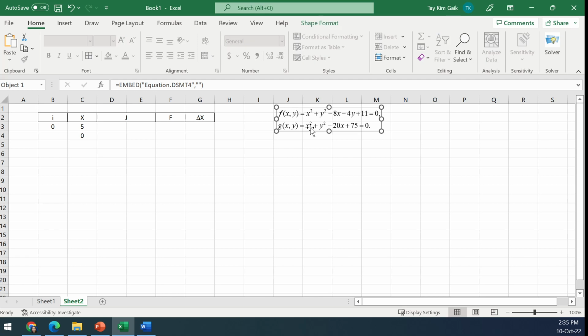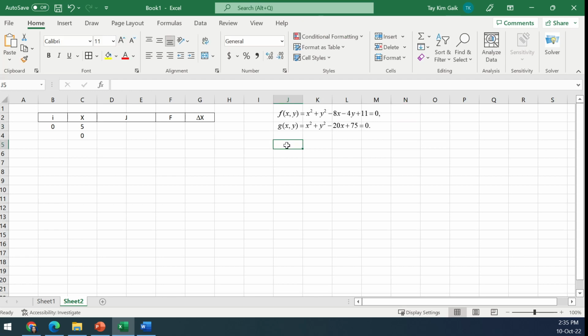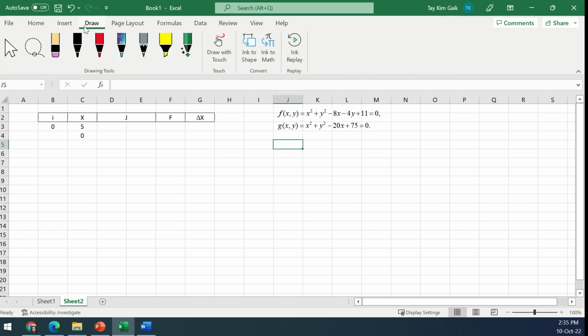Okay, we got this nonlinear system. So first of all, we need to find the Jacobian matrix. Then I find the del f del x. Differentiate function f with respect to x. So del x squared is 2x. Del x y squared is 0 because when you differentiate with respect to x, y is constant. Del x negative 8x, you have negative 8. Del x negative 4y is 0. Del x 11 is 0.